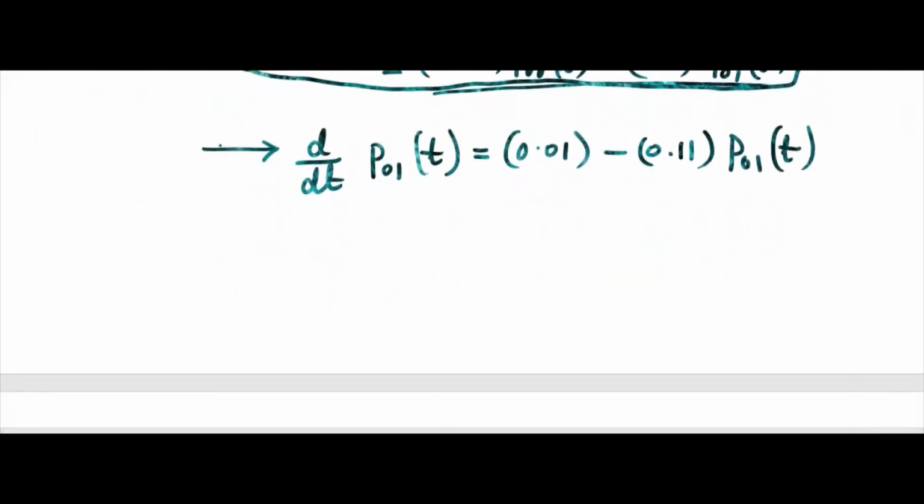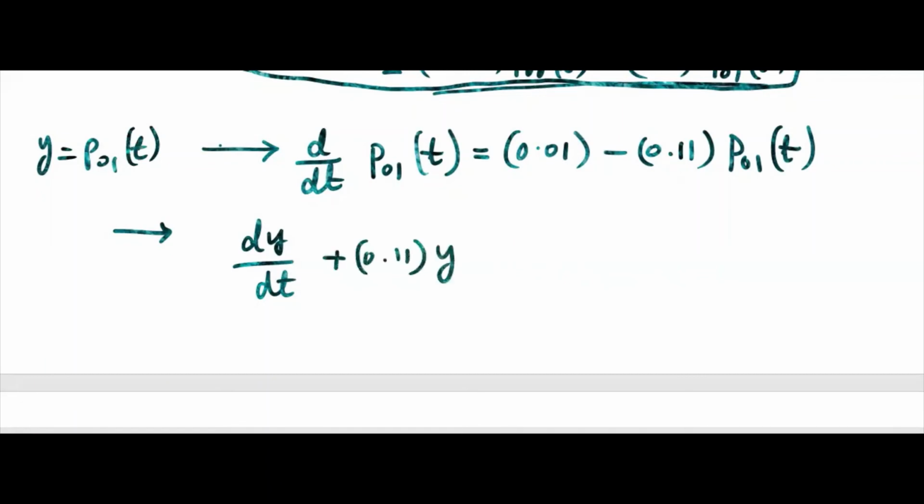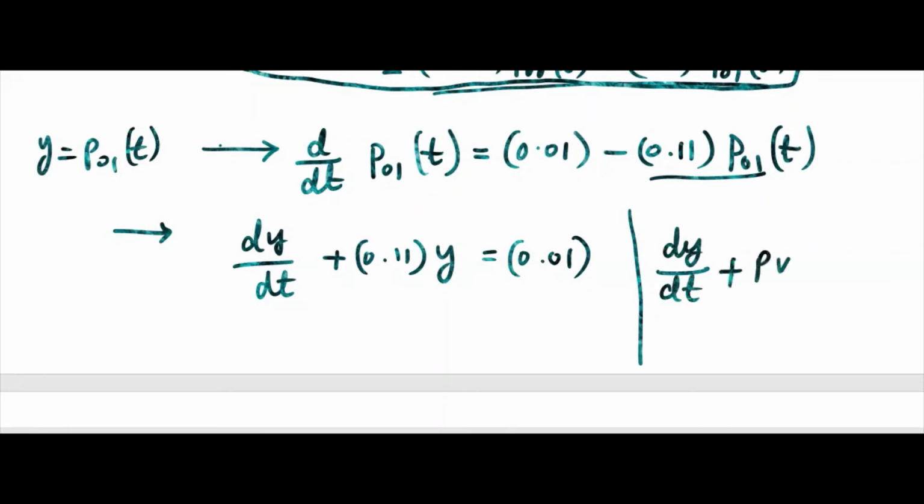Now see, we have these two only, we'll write in that form. If you take dy upon dt, I have taken y P01t, then you take this one plus 0.11 y, this one, then is equal to 0.01. Remember the general form, dy upon dx or dt plus py is equal to q. This is the general form of first order, first degree differential equation.